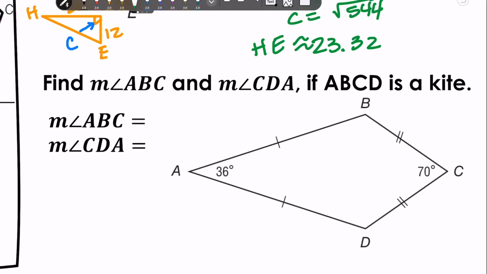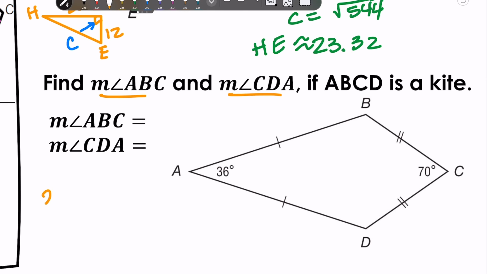All right, let's do this next one. We're going to find the measure of angle ABC and the measure of angle CDA if ABCD is a kite. Well, we know it's a quadrilateral, so it's going to end up being 360 degrees. What we also know from our last theorem is that angle ABC is going to be congruent to angle CDA, or ADC.